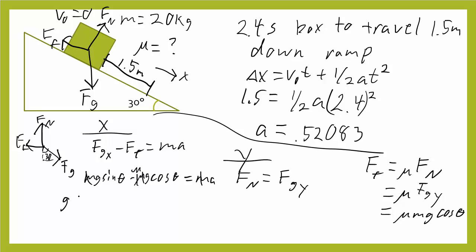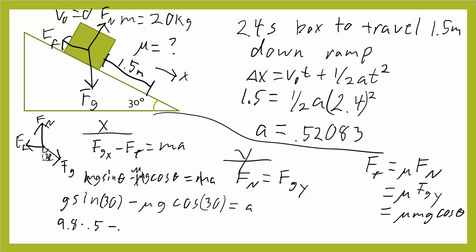So let me rewrite this, it got a little cramped there. I've got g sine theta, sine of 30, minus mu g cosine of 30 equals my acceleration. So from this point we can just plug in some numbers. I've got 9.8 times sine of 30, which is 0.5, minus mu times 9.8 cosine of 30, I don't remember cosine of 30 off the top of my head, equals the acceleration that we found from our kinematic information, 0.52083.